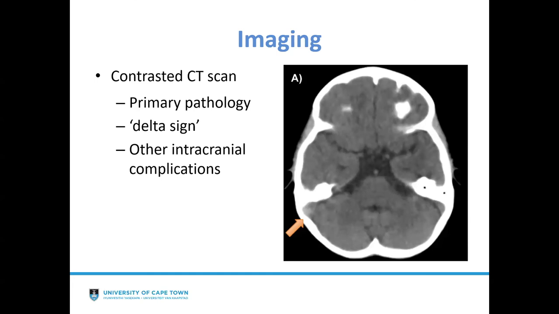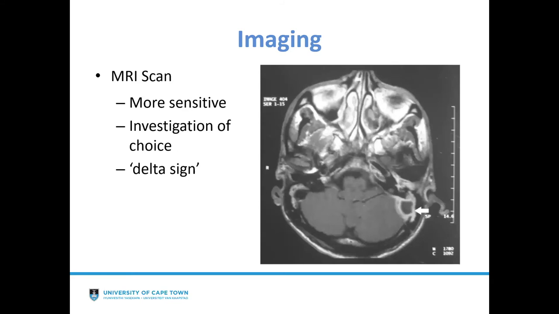And you can as well see the classic delta sign, that is the triangular filling defect in the sigmoid sinus with the surrounding hyperdense dura mater in some cases, which is a classic sign of thrombosis of a sinus. And then an MRI scan is more sensitive. The gold standard is an MRI venogram. It is the investigation of choice, and you may as well see a delta sign on an MRI, that filling defect with the hyperintense surrounding dura.